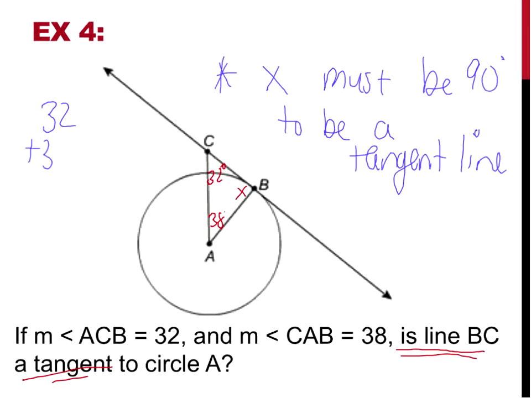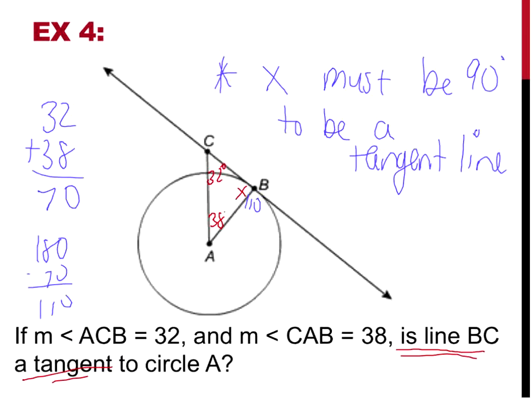So far I have 32 plus 38. So how much am I at so far? 32 and 38 make 70, thank you. So if I do 180 minus 70, I get 110. So x is really 110. Is that 90? No.